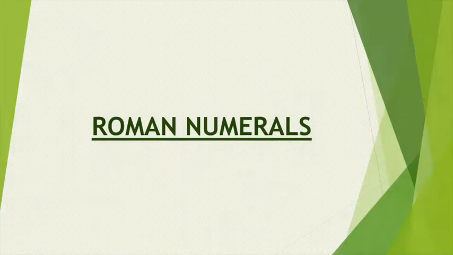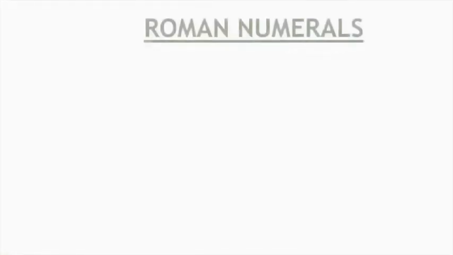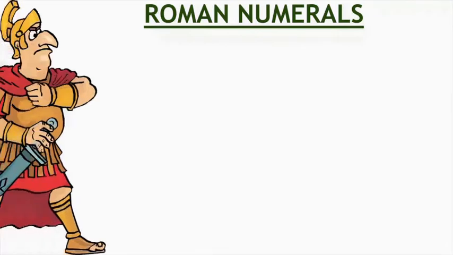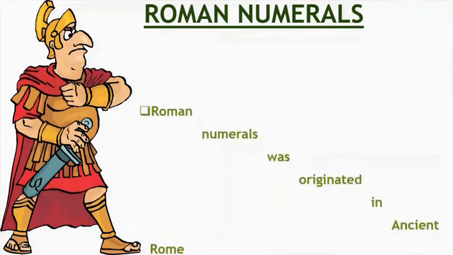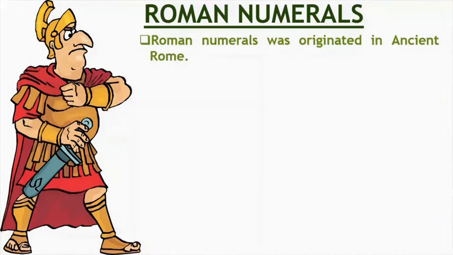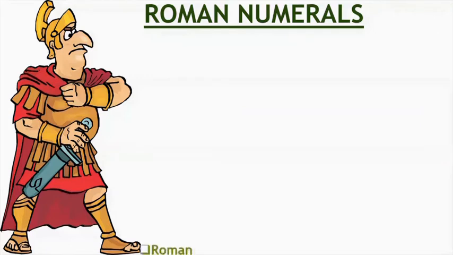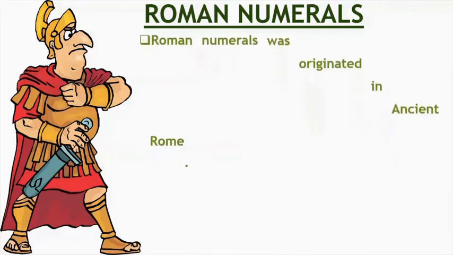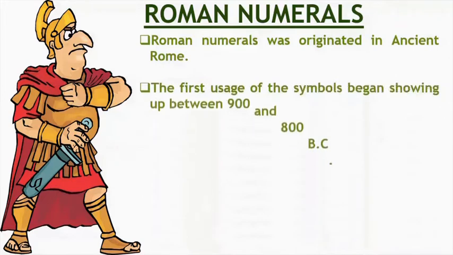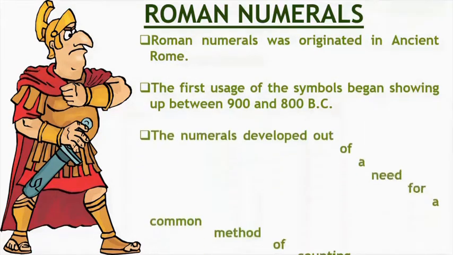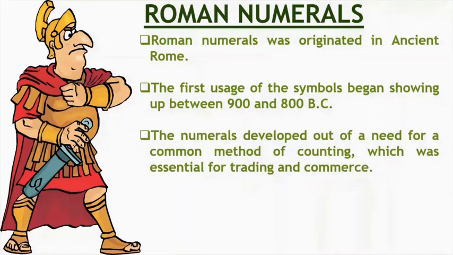Before learning about Roman numerals, let's learn about its history and how it was developed to become the major counting system to count things. Roman numerals originated in ancient Rome. The first usage of these symbols began showing up between 900 and 800 BC. Numerals developed out of a need for a common method of counting, which was essential for trading and commerce.